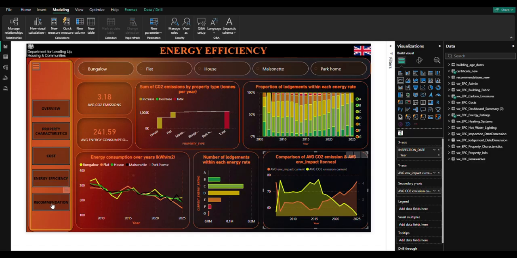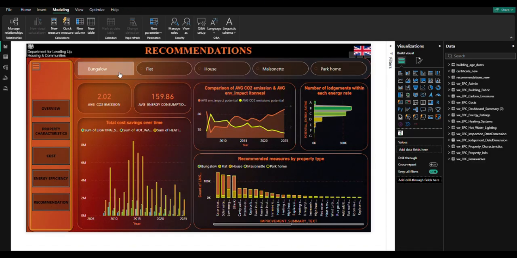Our final page focuses on recommendations for improving energy performance. Again, you can filter by property type at the top. All the information on this page comes after implementing the recommended measures. Here are the key metrics. Average CO2 emission 2.02 tons per year. Average energy consumption 159.86 kilowatt hours per square meter.